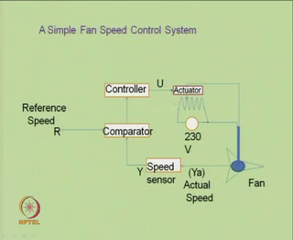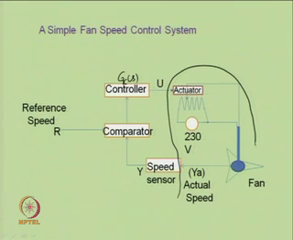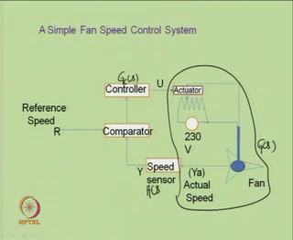Now, we shall represent the controller dynamics by GC(S), and the actuator plus plant dynamics by G(S) and sensor dynamics by H(S) in our subsequent lectures. Now, a lot of things are to be learned from a complete closed loop control system.